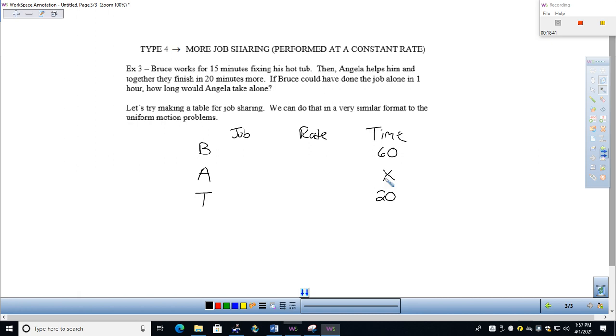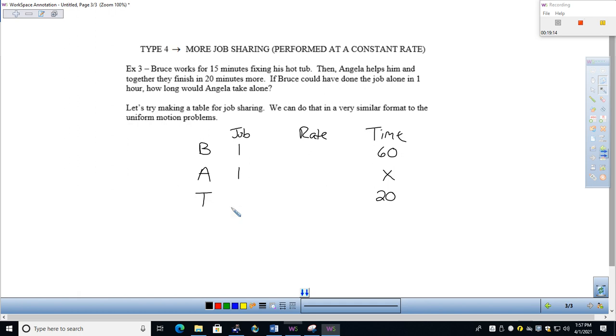Now, here's what I'm thinking. Think of job almost like a distance, but it's like how much of the job are we talking about here? Well, for Bruce, it says could have done the whole job, so one job in 60 minutes. So I'm going to put a 1 for Bruce there. Now, if you look, it is saying how long would Angela take to do the whole job by herself. So for her, it's 1 full job. Now, here's where we're going to be a little careful. They didn't do the whole job together in 20 minutes. They only did a fraction of the job together in 20 minutes.